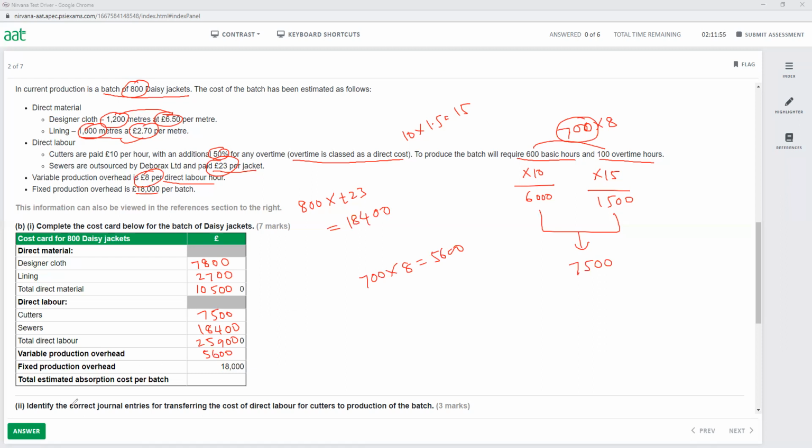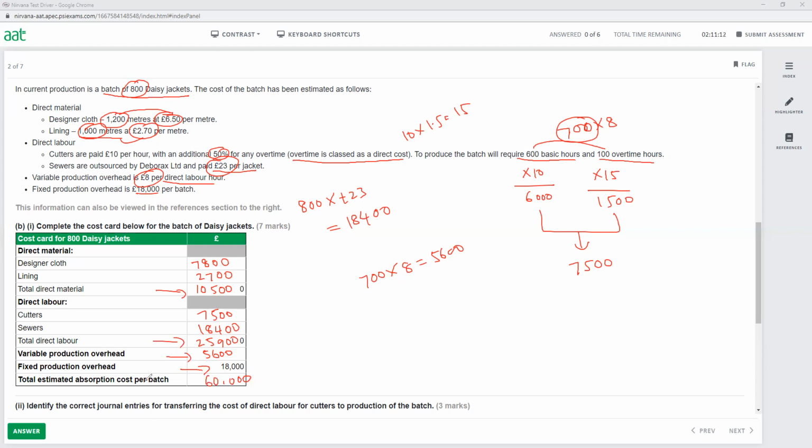All right. Now total estimated absorption cost. Let's have a look. How much is the total estimated absorption cost? We have a direct material 10,005, direct labor 25,900, plus variable overhead 5,600 plus 18,000. And that will give us a total of 10,005 plus 25,900 plus 5,600 plus 18,000. That gives me 60,000.